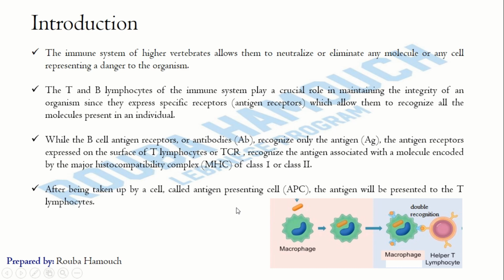The specific immune response is triggered when the antigen is taken up by a cell called antigen presenting cell, APC, and presented to the T lymphocytes, mainly to the helper T lymphocytes. So when the macrophage, after phagocyting the microbe, presents the microbial peptides in its MHC class 2 molecule to a specific T helper, now the specific immune response is triggered.